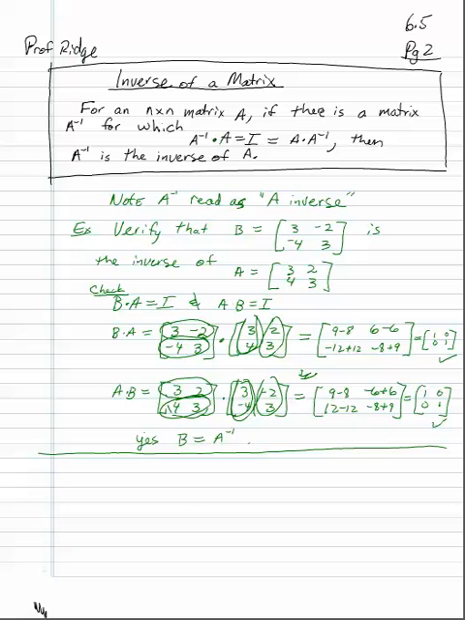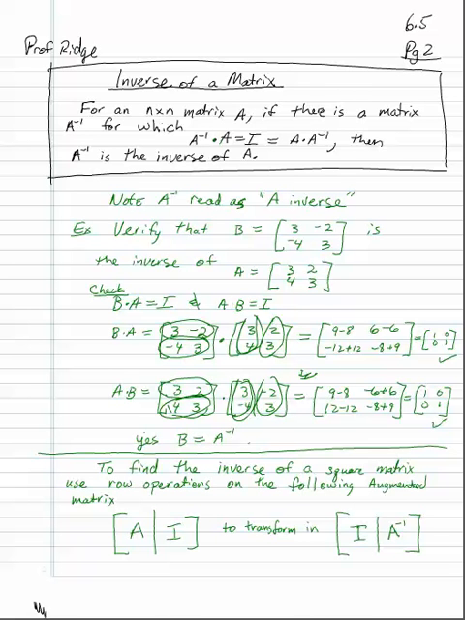Okay, so now the question is, how do you find the inverse if you're given an example? To find the inverse of a square matrix, you're going to use row operations on the following augmented matrix. You put the matrix you start with on the left and augment it with the identity matrix. Your goal is to use row operations to transform the left side into the identity matrix, and what's on the right will be the inverse matrix, A inverse.